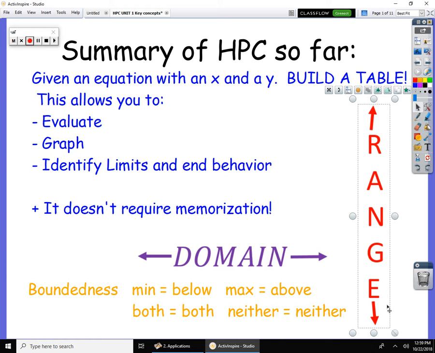Okay, range is floor to ceiling. That's how range runs, floor to ceiling. So your lowest point to your highest point. Again, if one arrow is pointing to the sky and one arrow is pointing to the ground, it will be all real numbers. Excellent.